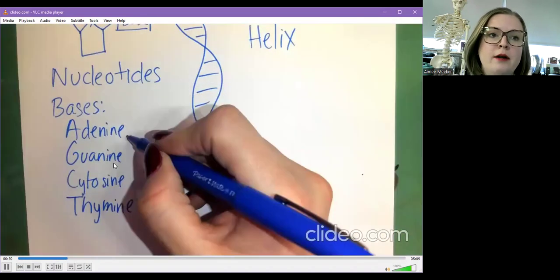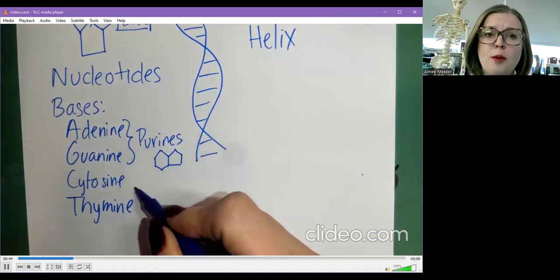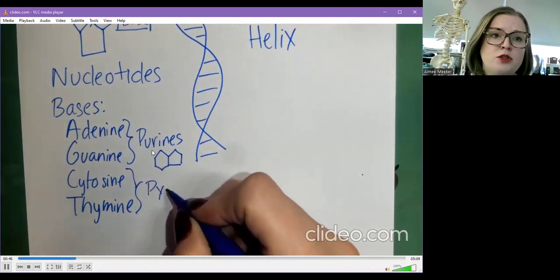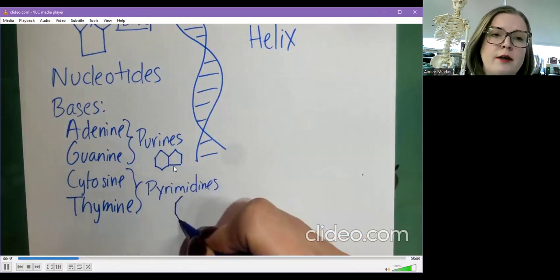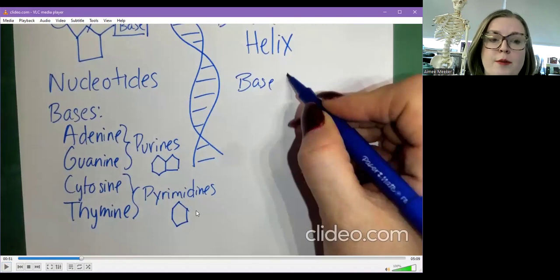Adenine and guanine are called purines, and they're called purines because they have a double ring shape. Those two circles, the hexagon and pentagon. And cytosine and thymine are pyrimidines. They have one single ring, one single hexagon shape.